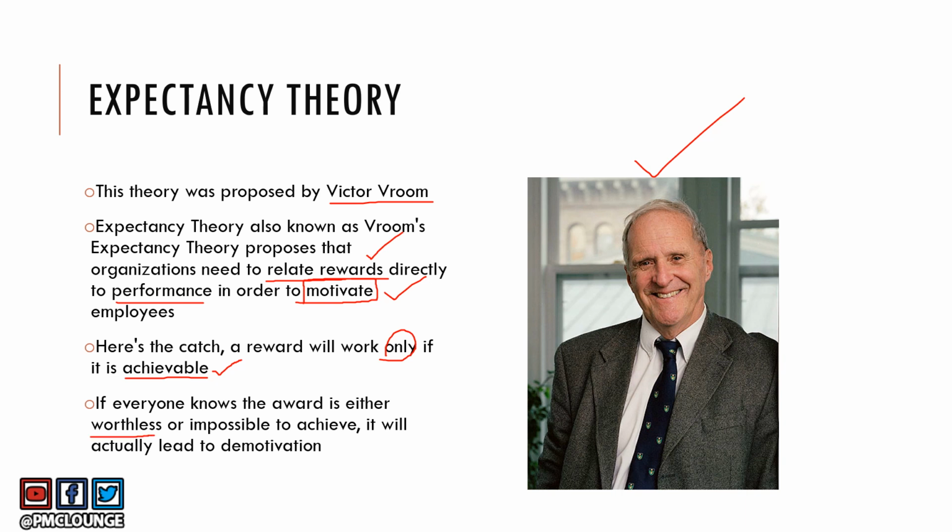So if everyone knows that the reward is worthless or if it is impossible to achieve, it will actually lead to demotivation. So that's the whole idea behind Vroom's expectancy theory. The reward should be achievable and it should be worth something. It cannot be worthless. Now let me give you an example since you're watching this video on YouTube.